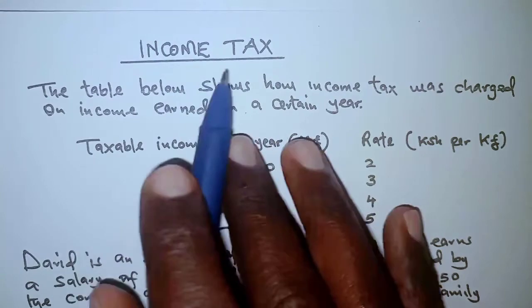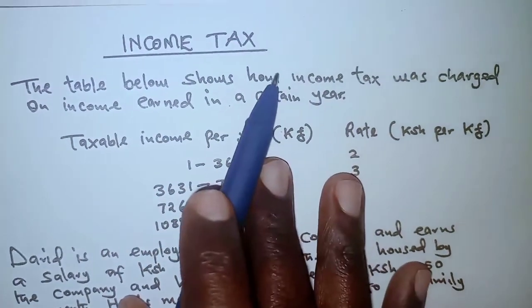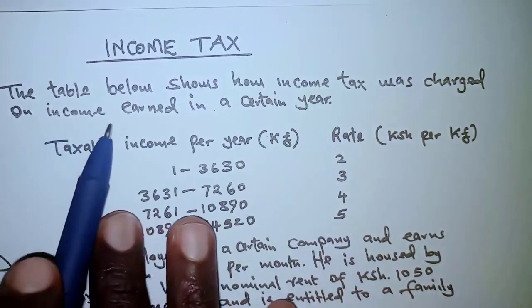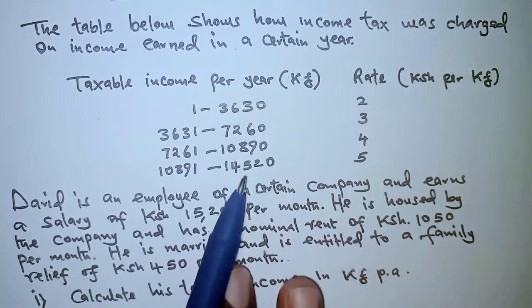The question today is on income tax, and it reads, the table below shows how income tax was charged on income earned in a certain year. So we have the table as shown.